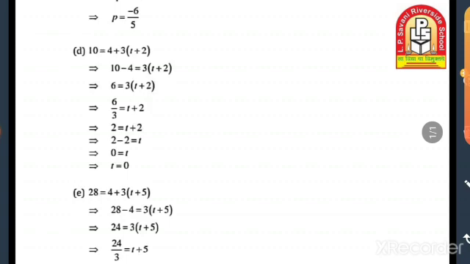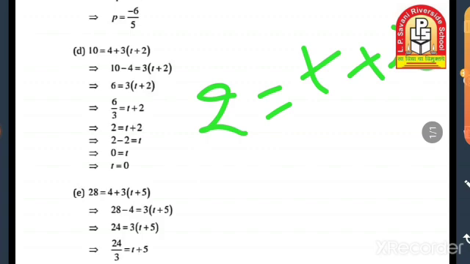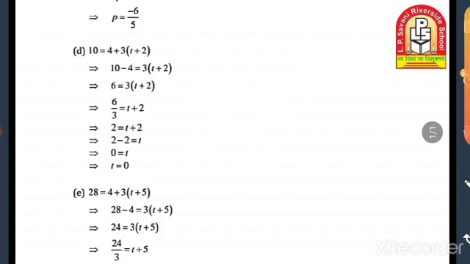Otherwise you can simplify this step also in this way. 10 minus 4 is 6, and 6 upon 3 is 2. So 2 is equal to t plus 2 over here. So 2 minus 2 is 0. 0 is equal to t. So t is equal to 0.